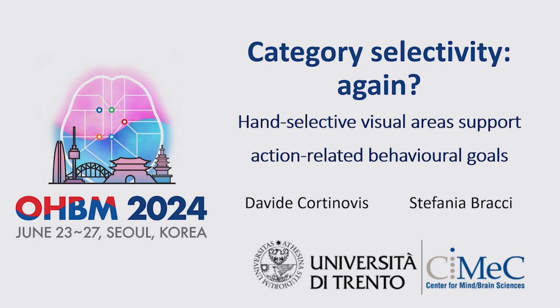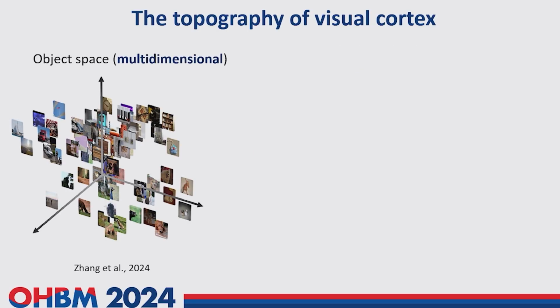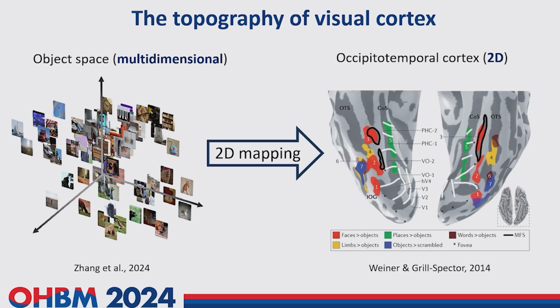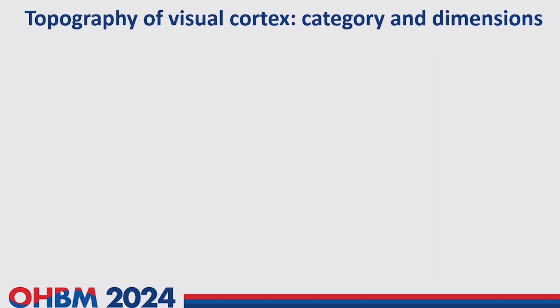Thank you. So, hi everyone, I'm Davide, and today I'm going to talk about the dimensions underlying category selectivity in visual cortex. The objects that we encounter in our daily life can be represented as single points in a metaphorical multidimensional object space. And this multidimensional space must be somehow mapped onto the two-dimensional cortical surface. So how does this mapping work?